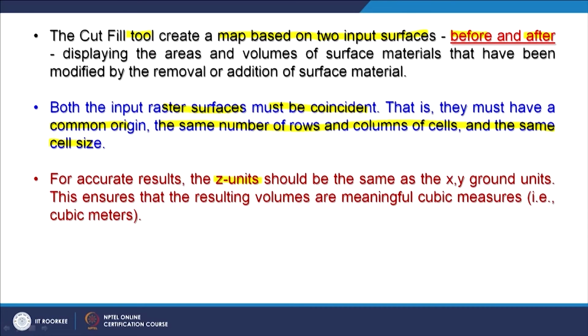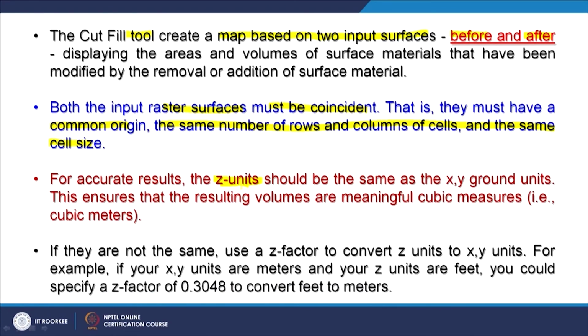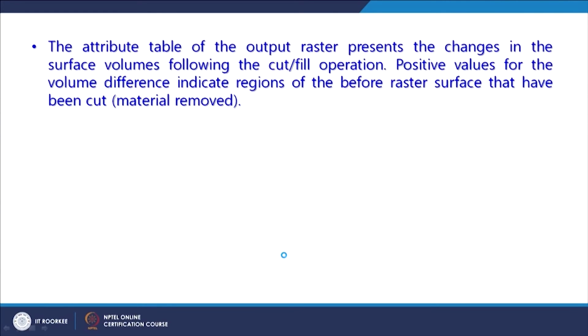And of course, the Z factor should be taken care of. And finally, if they are not the same, that Z factor has to be converted, a value should be given, and then one can achieve very accurate results.